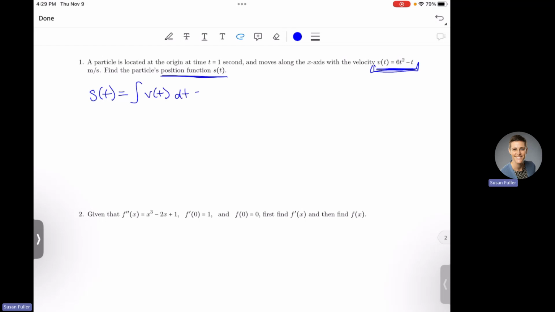And so we are just going to find the antiderivative of my velocity function, which is 6t squared minus t. And I'm going to integrate that with respect to t. That's the dt here. These are my bookends. This dt says that my variable is t.